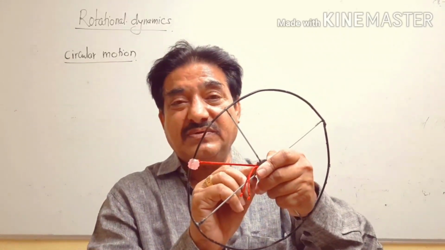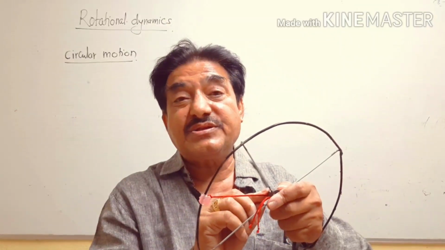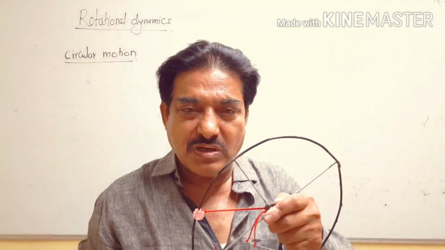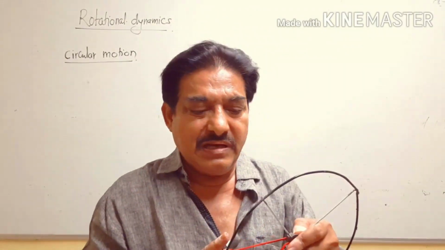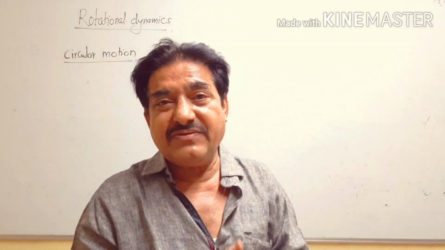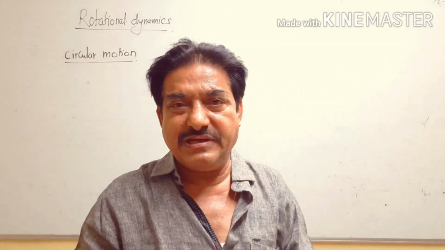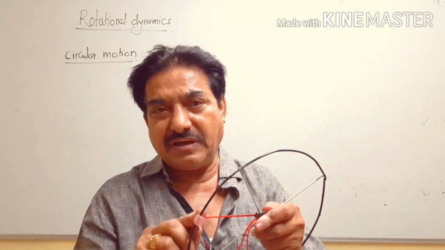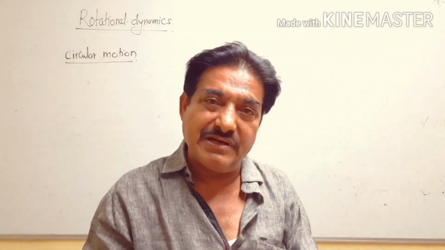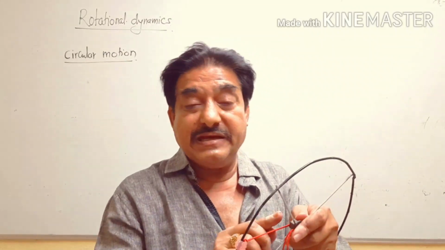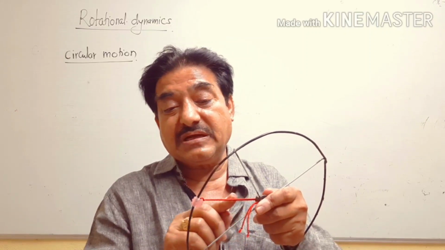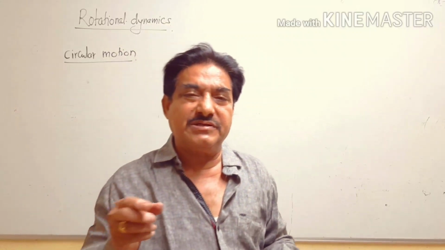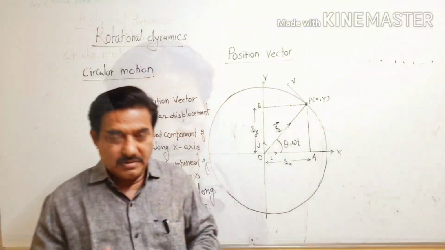So this is the center of the circle from which this radius vector starts, and it ends on the circumference of the circle. As it is a vector quantity, it has magnitude as well as direction. Its magnitude is exactly equal to the radius of the circle, and its direction is from the center to the circumference of the circle. Another term similar to radius vector is position vector.